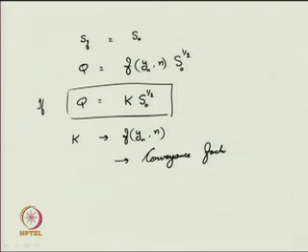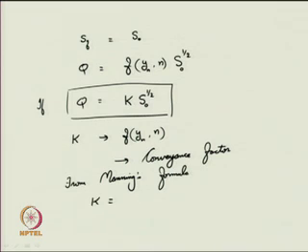conveyance factor. This K is also called conveyance factor. You can obtain conveyance factor easily through Manning's equation also. From Manning's equation, your K is nothing but 1 by n A R to the power of 2 by 3. Now, just think of this conveyance factor.